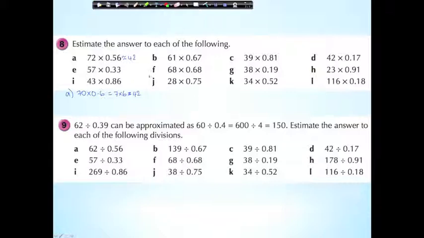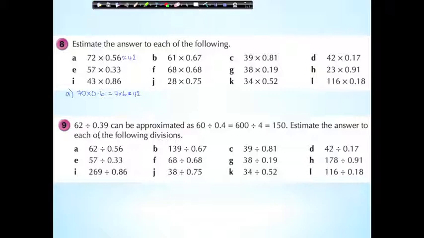Okay, for question 9, we've got 62 divided by 0.39 can be approximated as 60 divided by 0.4, which is the same as 600 divided by 4, and that gives me 150.